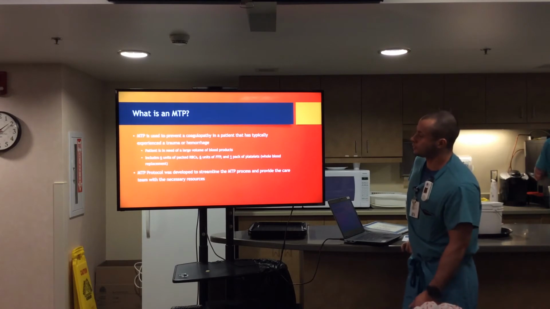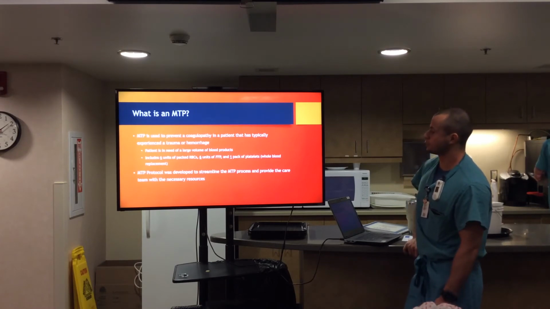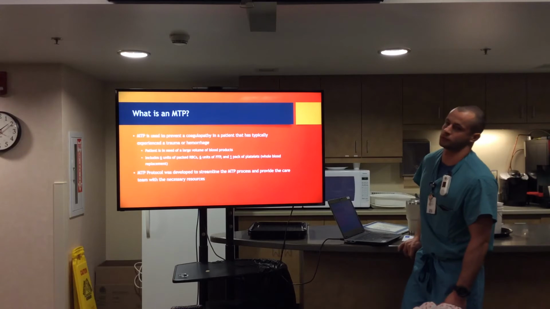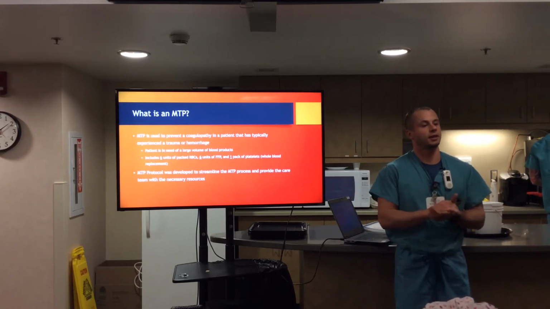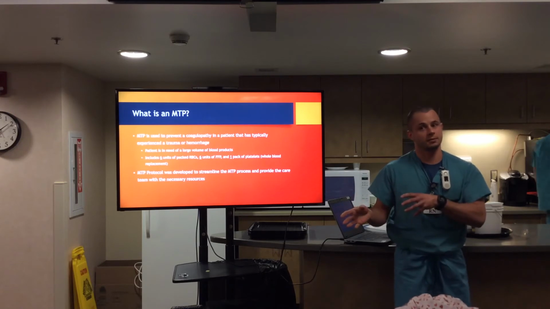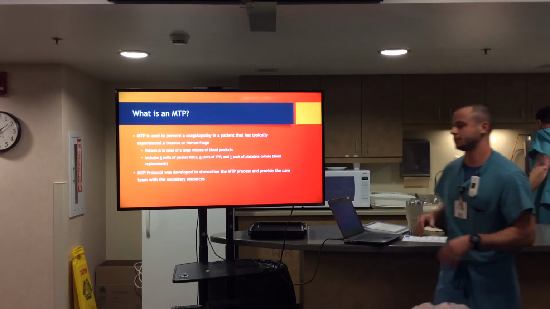This protocol was developed to streamline the MTP process and provide the care team with the necessary resources. This entire process has been extremely cloudy, so in text I'm going to explain what your role in these situations can be. But right now I'm talking specifically to the nurses.